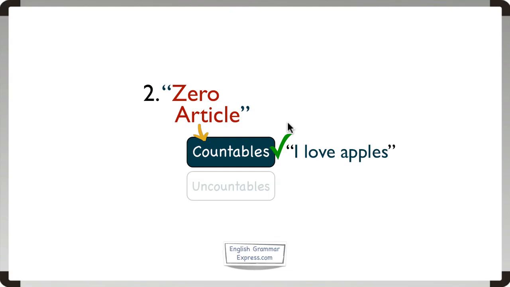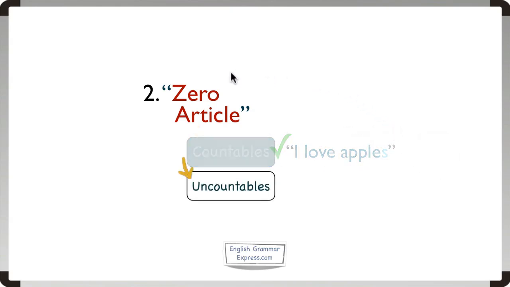Other examples are, I love books, I love animals, and so on, all with no article or zero article in front of them. Notice also that all of these countable nouns have the plural s. We can only use zero article with the countables in the plural.